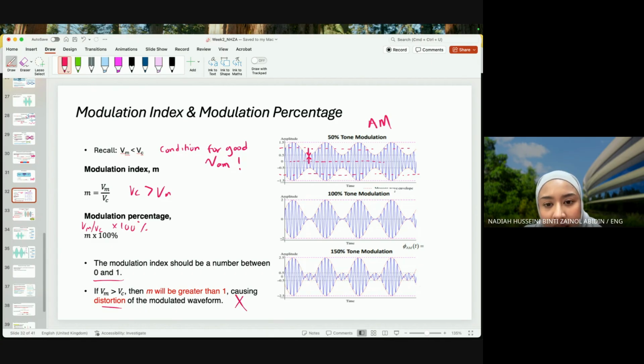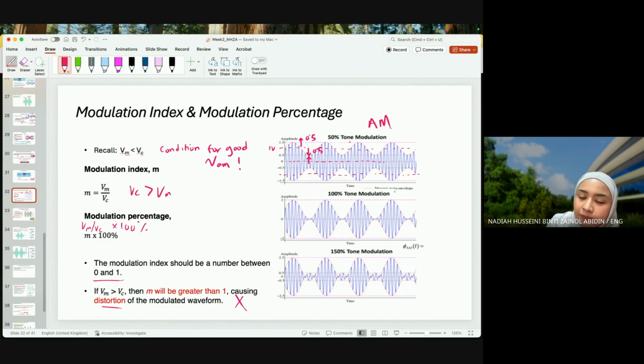Okay. Let's say this is 1 volt, right? If your modulating signal goes half of your carrier peak, which means it goes down by 0.5 or goes up by 0.5, which is half of 1 volt, that is 50% modulation. 50% modulation. Okay.